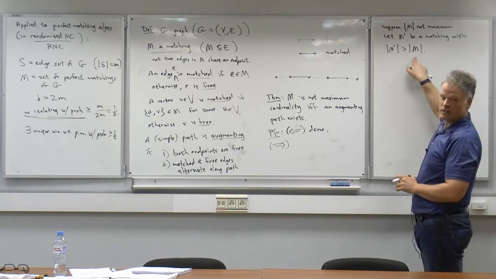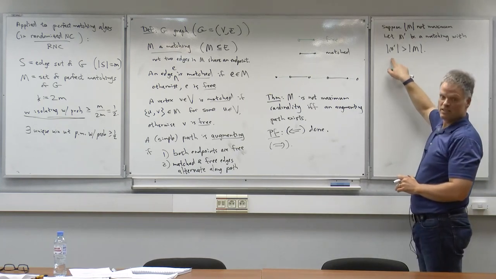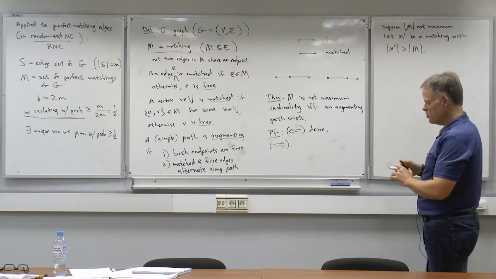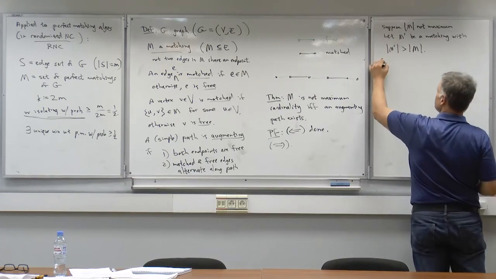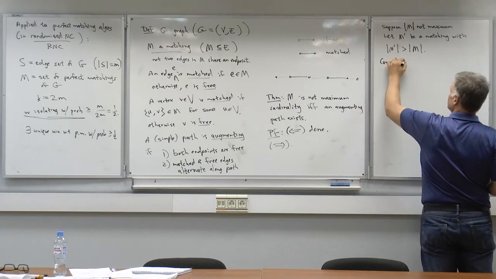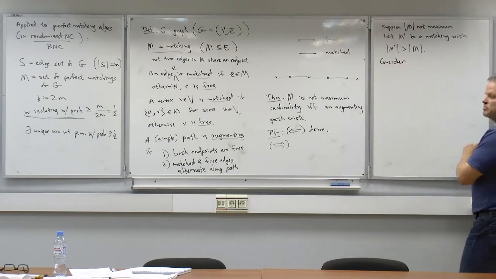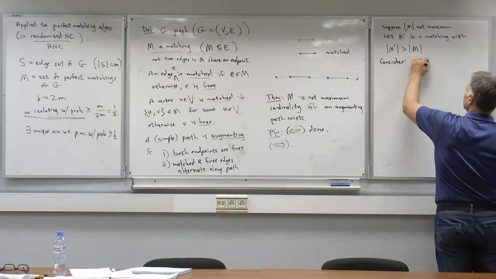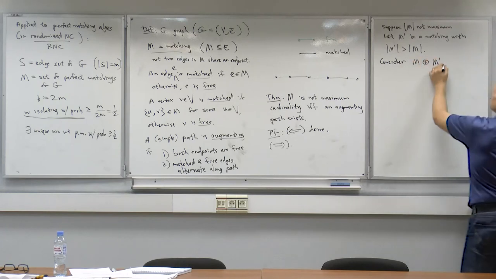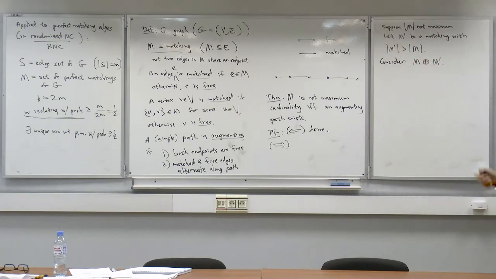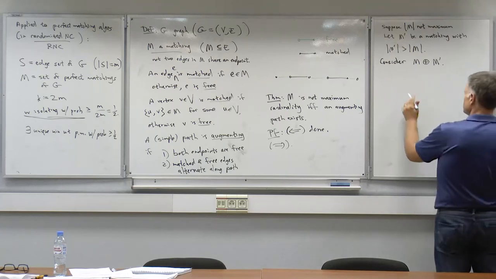I'm going to use black edges for M, but now I'll use green edges for M prime. So what I'm going to look at is the symmetric difference of these two matchings. So consider M plus M prime. Okay. What does this consist of? Well, M prime is bigger, so there's going to be a green edge in there. So there it is.